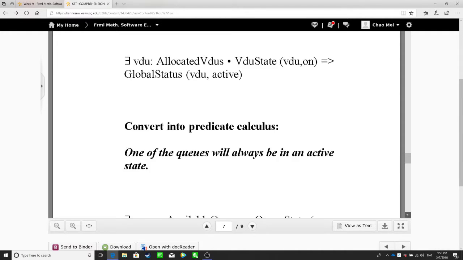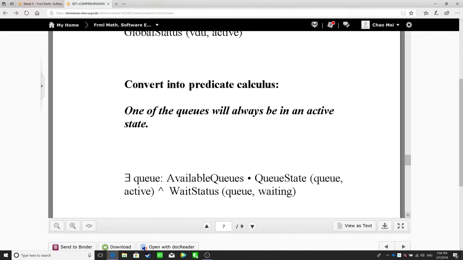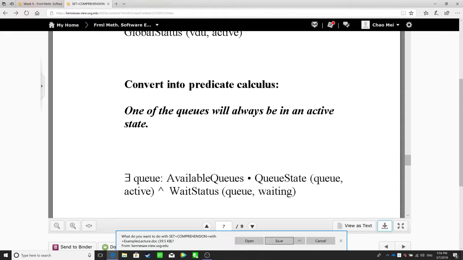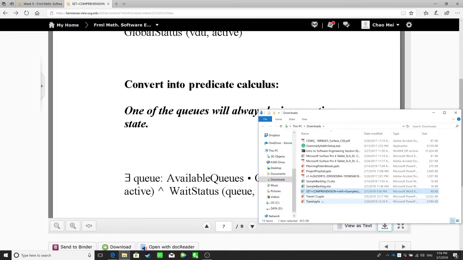All right, let's look at the answer. This is Q, available Q state. Waiting status. Okay, this part, I think this is wrong. Where did that wait status come from? There's no wait status. Let me modify it a little bit. Sorry.